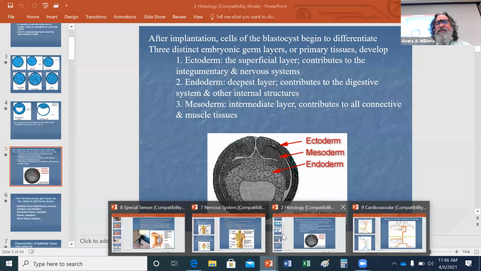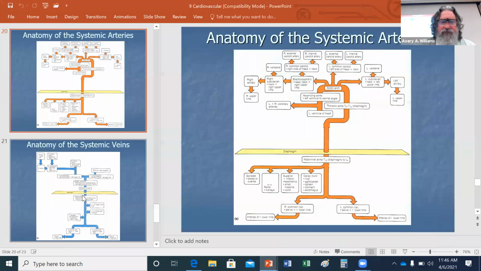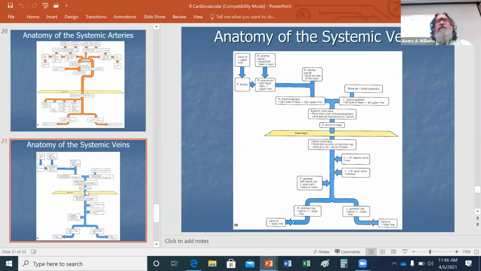Anyway, any other questions? Okay, we have another question. What's your question? The anatomy of systemic veins, is it the same way as the systemic arteries? Like the common iliac branches too? Yes. She's asking, do the veins do the same thing as the arteries? Yes, they do. For humans, it's the exact same thing.